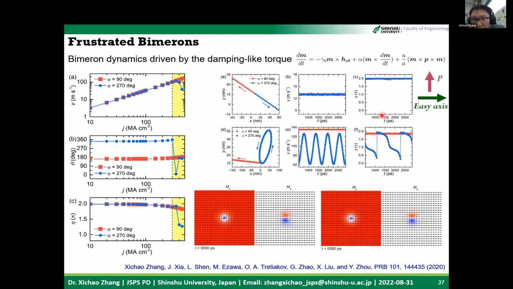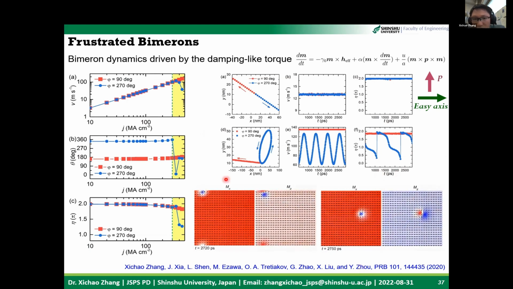When the spin polarization is perpendicular to the z-axis, the dynamics of the bimeron is similar to that of frustrated skyrmions. That is, a small current will lead to straight motion, and a large current will lead to elliptical motion of the bimeron.